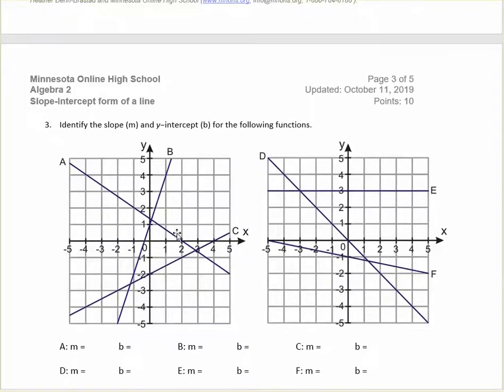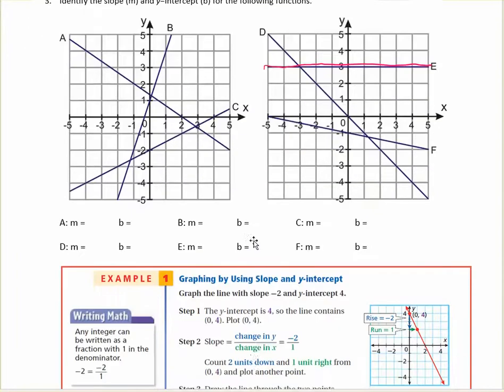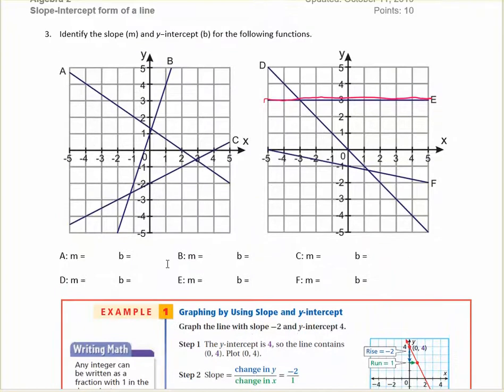So here's some more lines to practice on. E, in case you have a hard time seeing it on your worksheet, it's a horizontal line right there. I don't have any vertical lines on here, but line E is that horizontal line right there. So just write the slopes. Oh, you're going to find the y-intercepts too. The y-intercept is just where it crosses the y-axis, that's all.